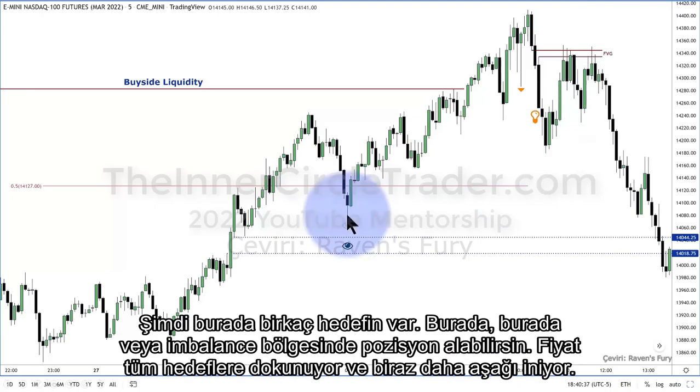One more time, it retraces back into it, and reaches below the equilibrium price point. Now you have a couple targets here. You could be here, here, or in the imbalance. And it hits all of them and goes a little bit further lower.